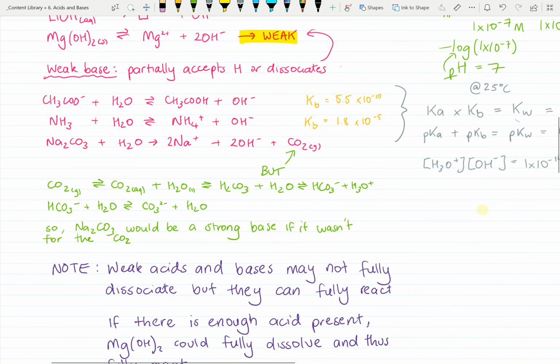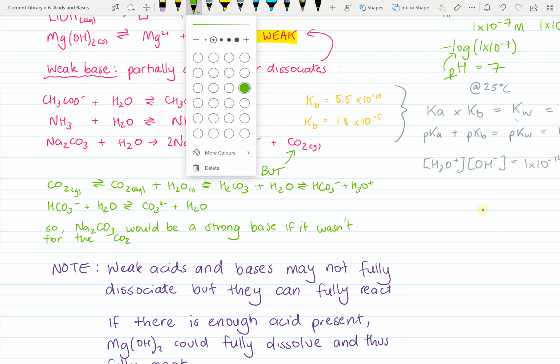Right. You've learned before about acids and bases. Metal carbonates plus acids go to salt plus water plus carbon dioxide. You've also learned that neutralization reactions are acid plus base goes to salt plus water.